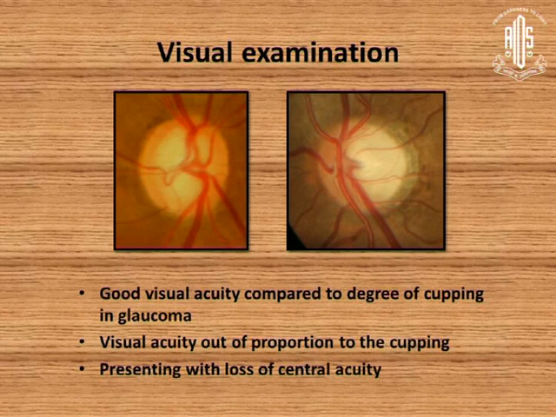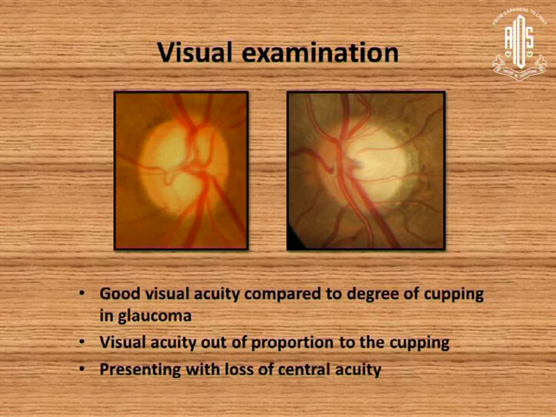Coming to the visual examination, the most important factor in this, other than the actual visual acuity, is the presentation, because in glaucoma you have loss along the arcuate fibers first with sparing of the papillomacular bundle and sparing of the central visual acuity. So glaucoma presents with good visual acuity compared to the degree of cupping, whereas in a patient with a neurological cause, you may have a visual acuity out of proportion to the cupping, and the patient presents with a loss of central acuity.